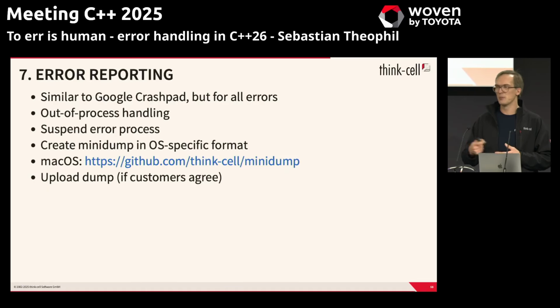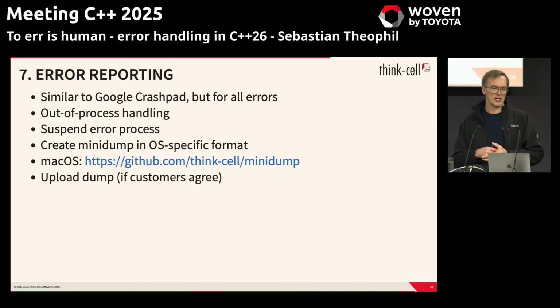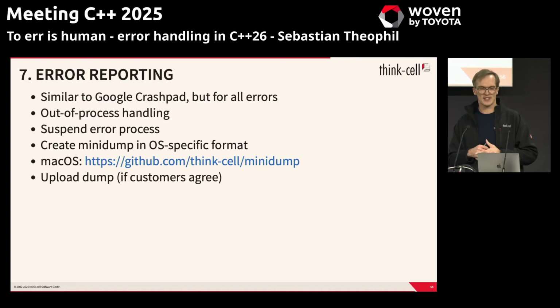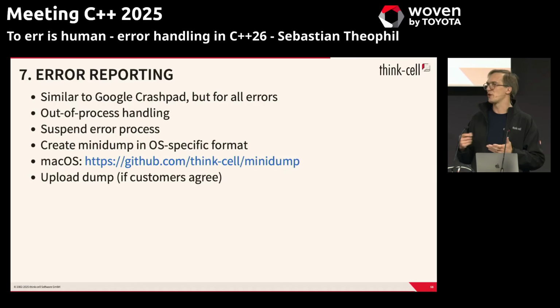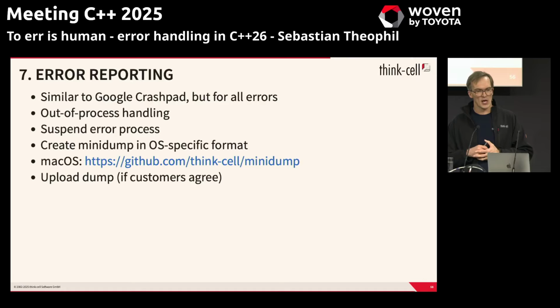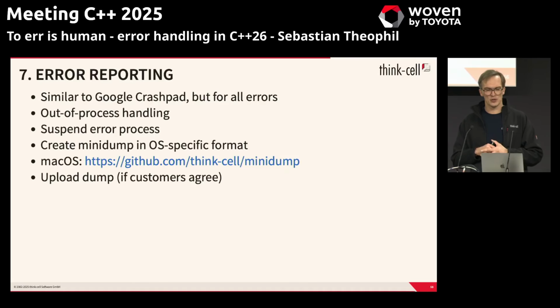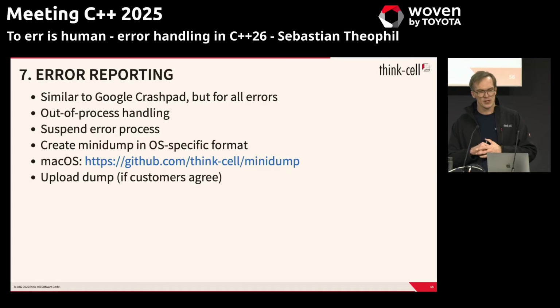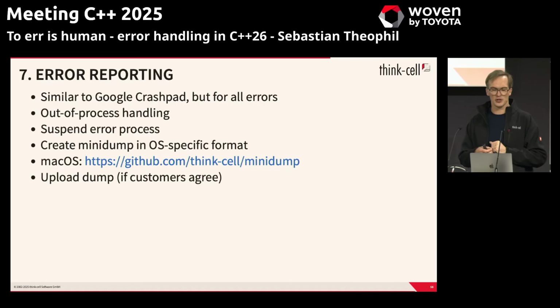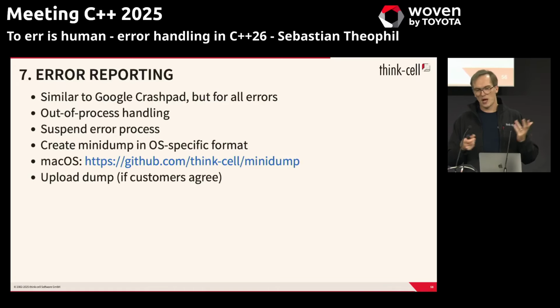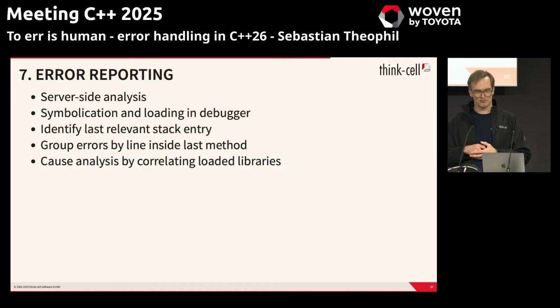And we then create mini-dumps, so little pieces of information about the stack and the loaded libraries in an operating system-specific format. There's a bit of open source code on how to do that on macOS. So you get little dumps that are just 100 kilobytes or so, but you can load them in LLDB, and they show you the stack. On Windows, that's a standard feature in the debug libraries. And then we upload that dump and have it in the database you've seen.